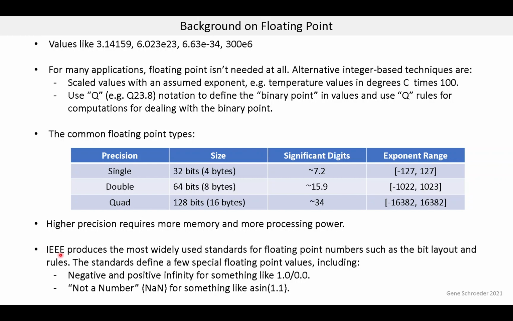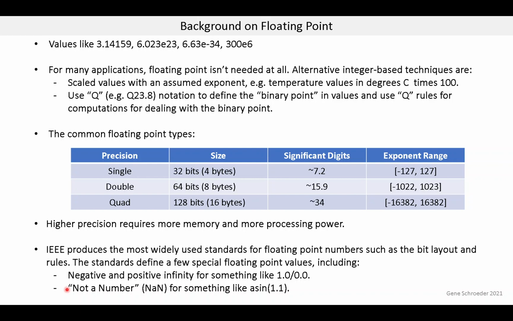One of the important things that these standards define are a few special floating point values besides just normal floating point values. One is negative and positive infinity, which represents things like 1 divided by 0. There's another value called not a number, or NaN, to represent impossible values like the inverse sine of 1.1. There is no such outcome, so no such value.